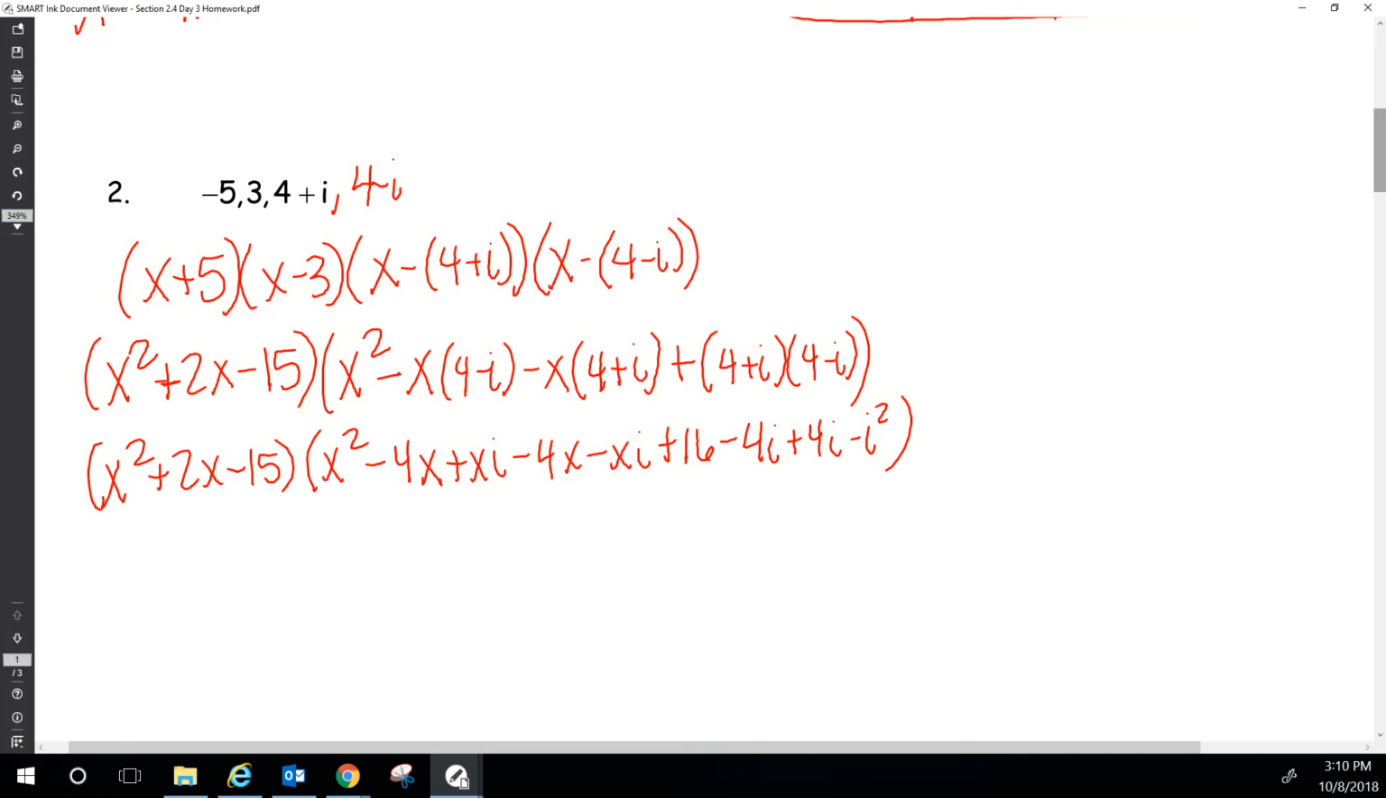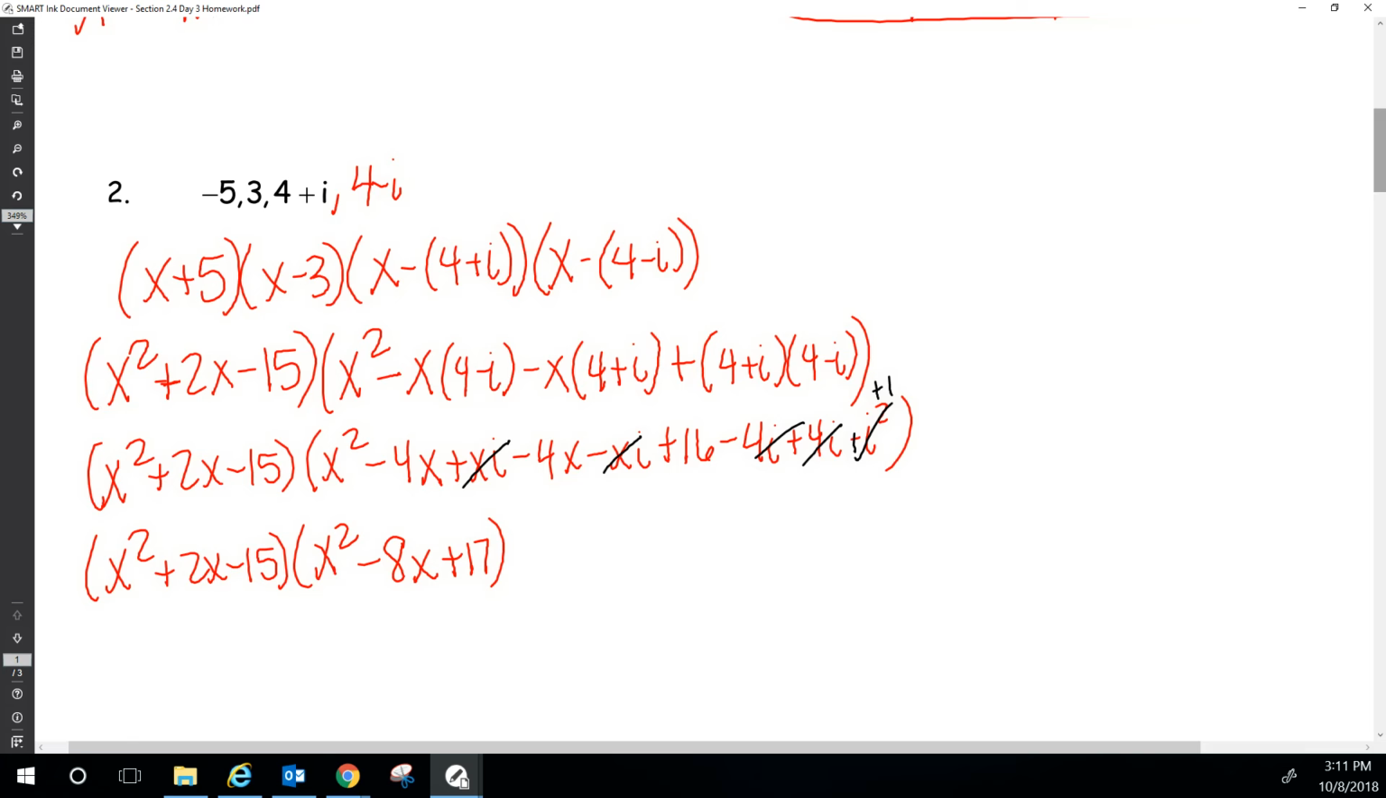Negative xi and positive xi will cancel each other out. Negative 4i and 4i cancel each other out. And remember, i squared is negative 1. So this is negative times negative 1. That's going to make it positive 1. All right, making that a little nicer, we get x squared plus 2x minus 15. Here I get x squared minus 4x minus 4x is minus 8x. 16 plus 1 is 17.